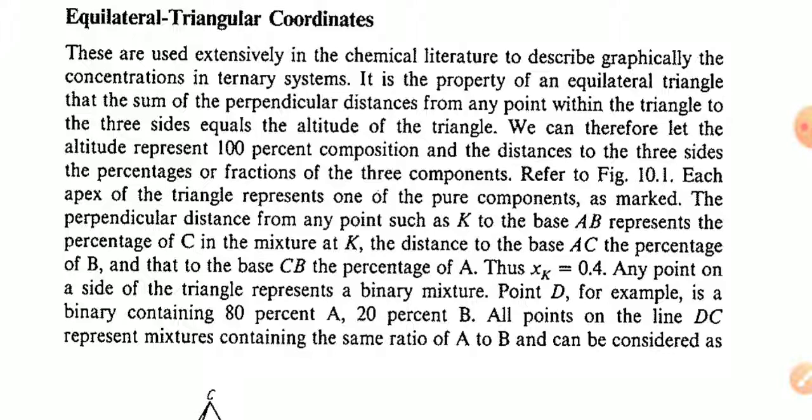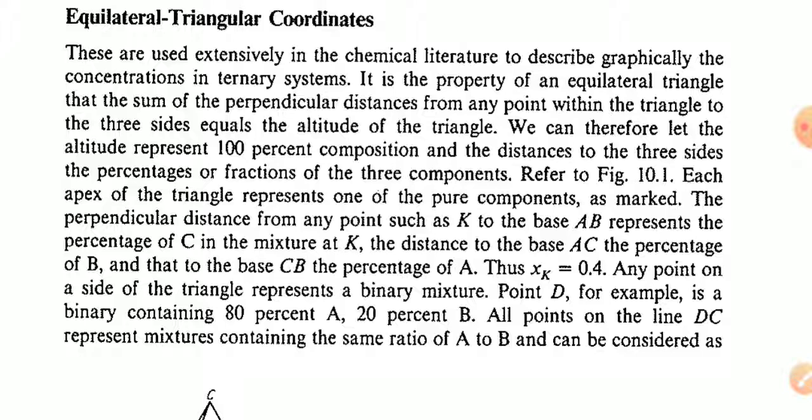Substances, for any point within the triangular coordinate system, are the 3 sides. The 3 sides are given: AB, BC and AC, sorry. They represent a 100% composition, and the distances to the 3 sides give the percentages and fractions of the three components. Refer to figure 10.1.